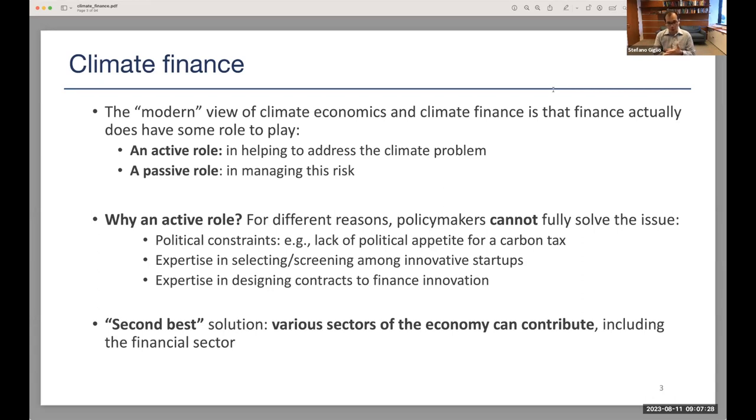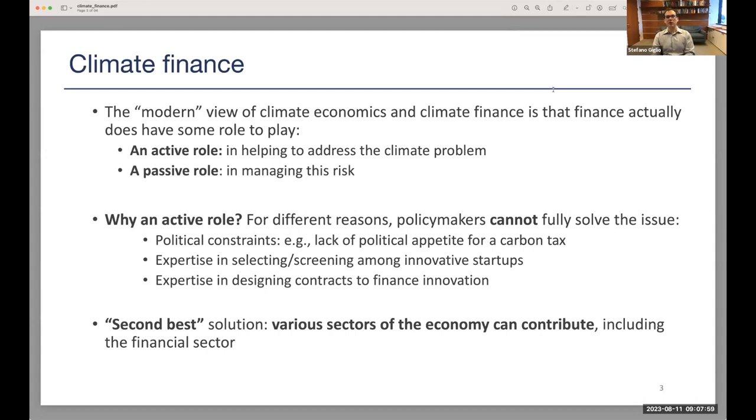So for these reasons, we're not going to get to the first best. And so my view is that financial markets have a role to play in getting to a second best solution. And we as researchers of financial markets can help understand what is the best of this non-first best solution. How do we get to the second best, okay? The second best solution is basically that many different sectors of the economy, not driven top down by the government, but bottom up, can each contribute in part to the solution, okay?